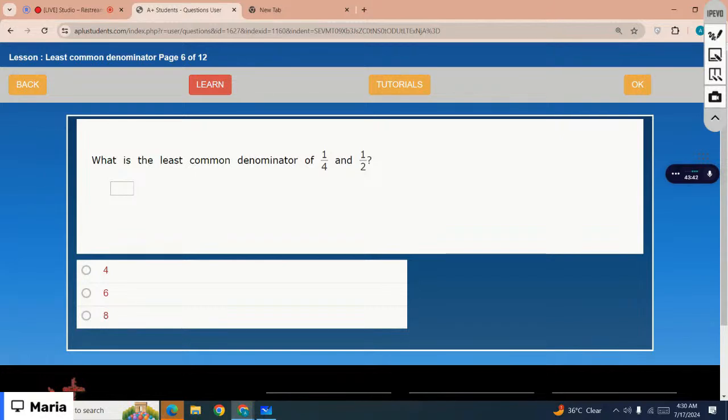What is the least common denominator of 1 by 4 and 1 by 2? Yes, that is 4. The correct option is 4.